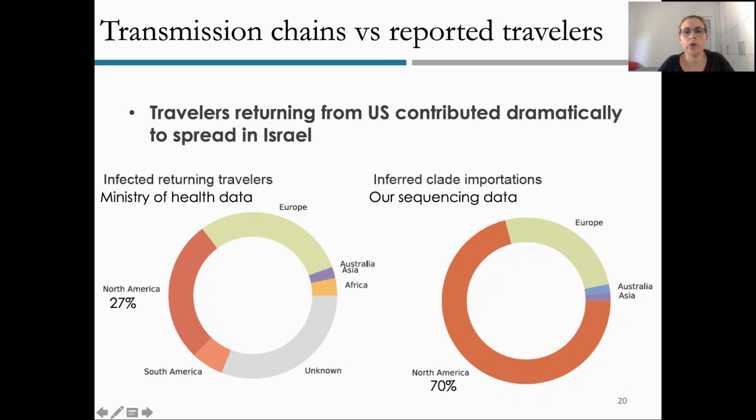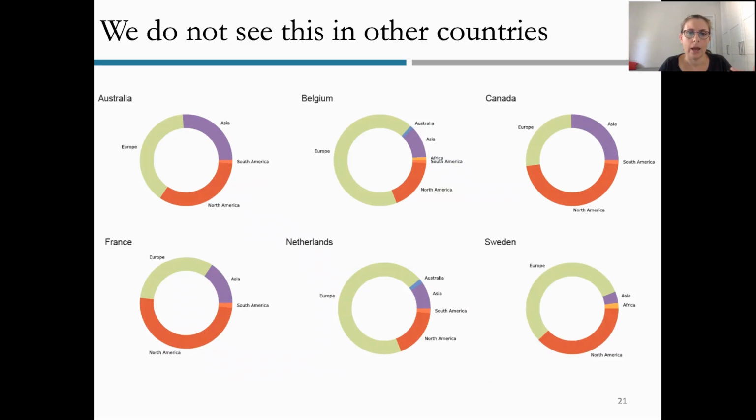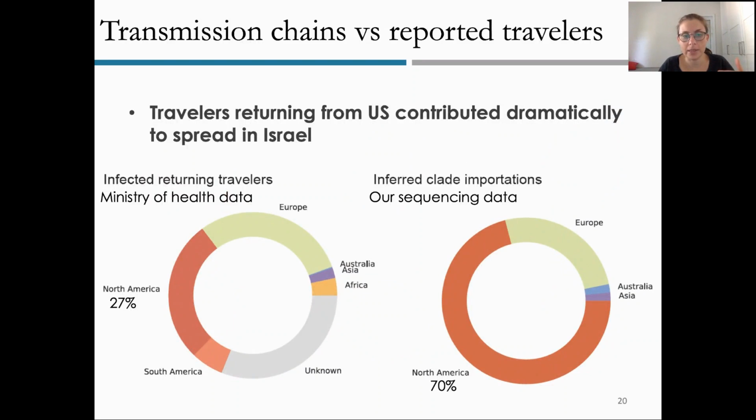What we figured out from this discrepancy is that travelers returning from the United States contributed dramatically to spread in Israel. We do not see this in other countries, as you can see from the inferences made for other countries. No other country has such a high proportion of red, which is importations from the United States. And what we actually think this means is that this has to do with the way Israel, with the policy in Israel.